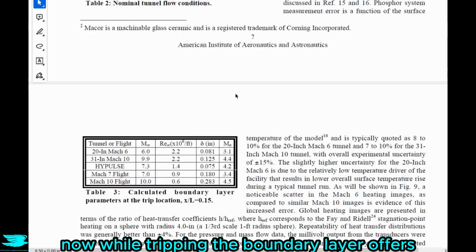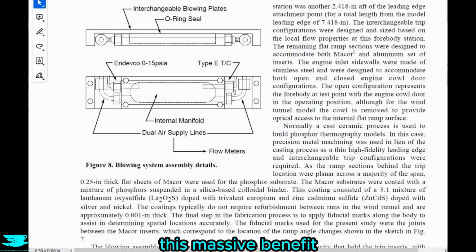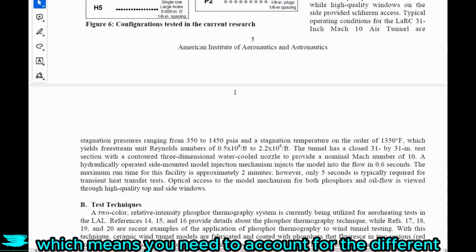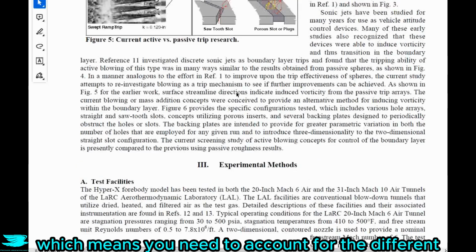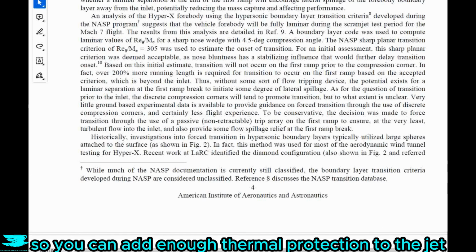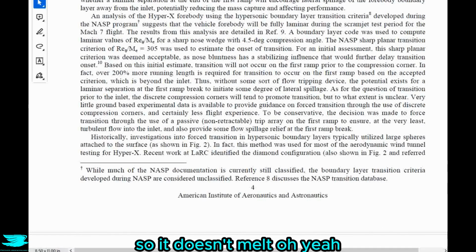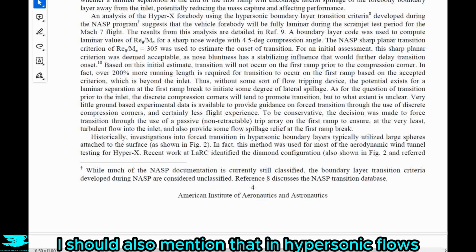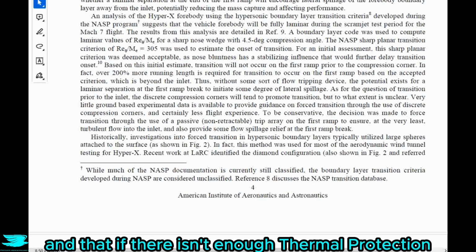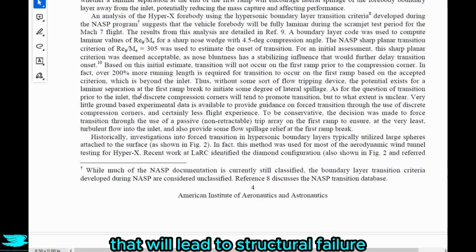Now, while tripping the boundary layer offers this massive benefit, it also comes with a potential problem, which is changing the heating rate. That means you need to account for the different heating rates brought about through the different boundary layers, so you can add enough thermal protection to the jet so it doesn't melt. Oh yeah, I should also mention that in hypersonic flows, there is crazy heating, and if there isn't enough thermal protection, that will lead to structural failure.